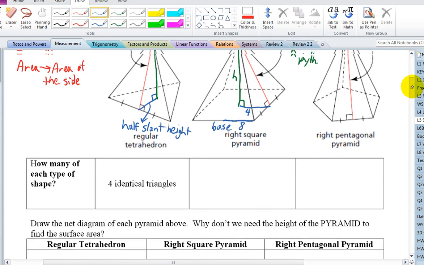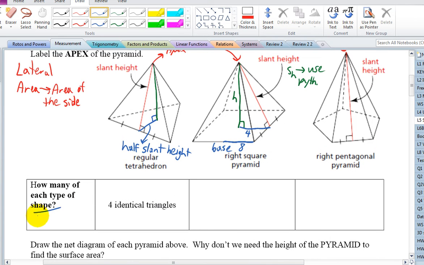Here we go. How many of each basic shape? A regular tetrahedron has 4 identical triangles. So you'd go base times height divided by 2, and then times by 4 because there's 4 of them. Yes, you're right. So keep that in mind. It's one of the beginning questions.